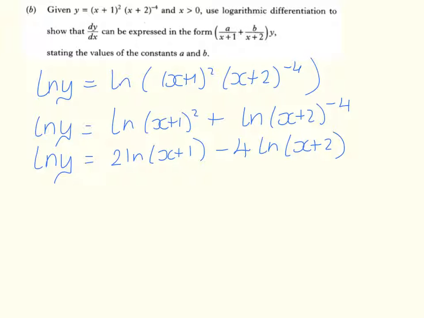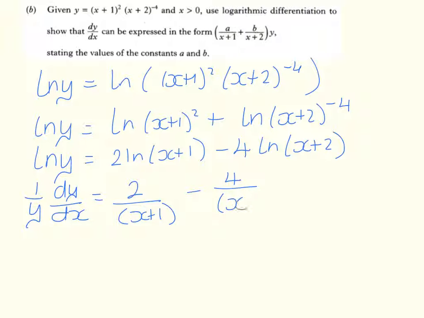Now at this point I'm going to differentiate all the way through. I have x and y so it's implicit, so on the left hand side I'm going to have 1 over y dy by dx equals, and the differentiation factor we're using here, the standard derivative, is the ln x is 1 over x. Remember, if there's a chain, you need to multiply by the derivative of what's inside. In this case, both of these have a derivative of 1, so we don't need to worry about that. So it's 2 over x plus 1 minus 4 over x plus 2.